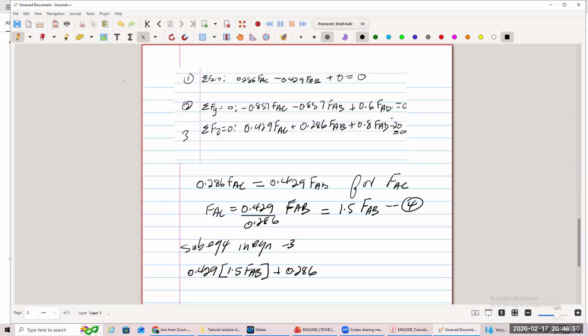So the other one, you would have what now? FAB plus 0.8 FAD minus 20 equal to 0. And what does this work out to? Can you simplify this expression for me?